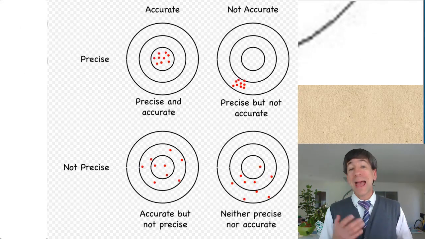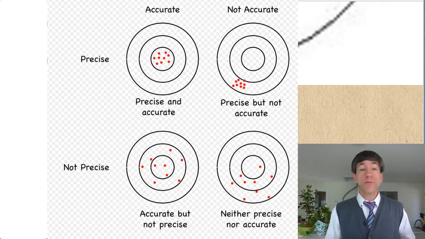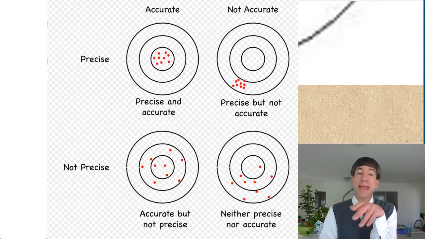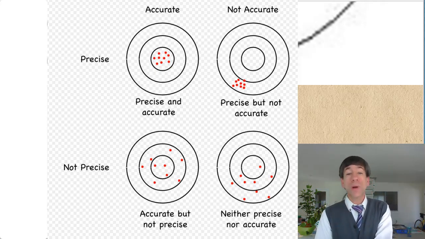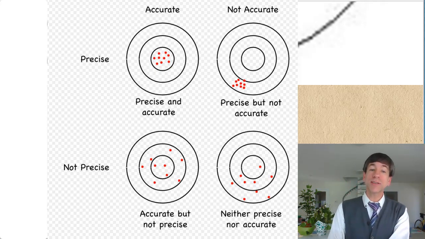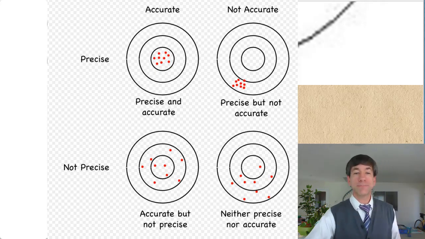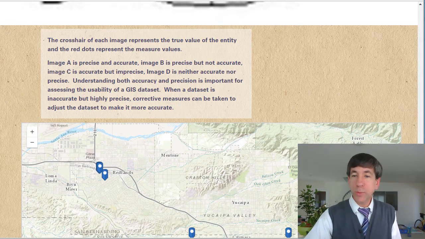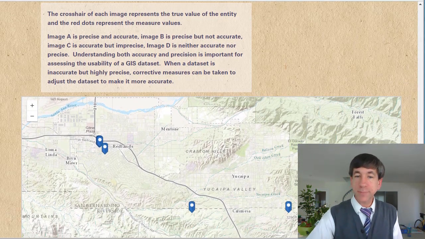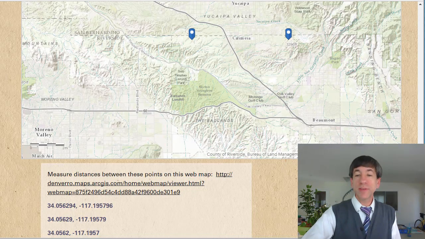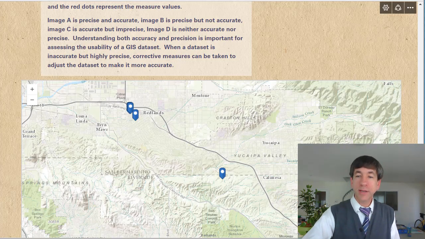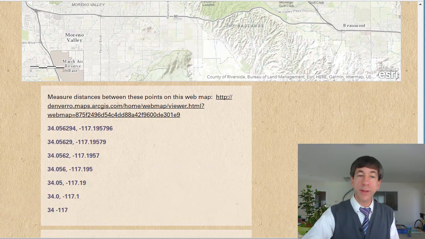Understanding both accuracy and precision is important for assessing the usability of a GIS dataset. When a dataset is inaccurate but highly precise, corrective measures can be taken to adjust the dataset to make it more accurate. So let's take a look at this. This is a great way of teaching this concept. Measure distances between these points on this web map. Why these points and not others? Well, these points are the following.